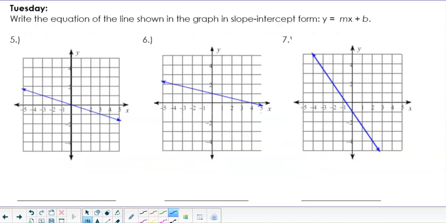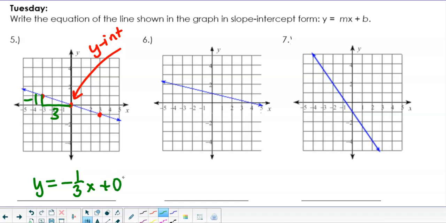Next section, write the equation of the line shown in the graph in slope-intercept form. So to write the equation of a line, you need at least 2 points. I've gone and highlighted in red a few perfect corner points. I always need to identify the y-intercept, and then I need to calculate a slope triangle. So from one point to another point, I have a rise of negative 1 and a run of 3. So that means my slope is negative 1/3, which makes sense because the line is going downhill, and a y-intercept of 0.